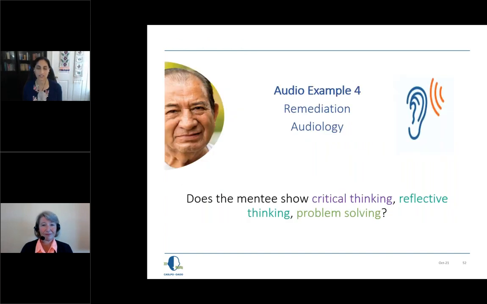Great. So let's listen to another audio clip. This is the same mentor and mentee having a conversation, and this time we're going to listen to the remediation. And as you listen to the clip, think about whether the mentee this time shows critical thinking, reflective thinking, and problem solving.